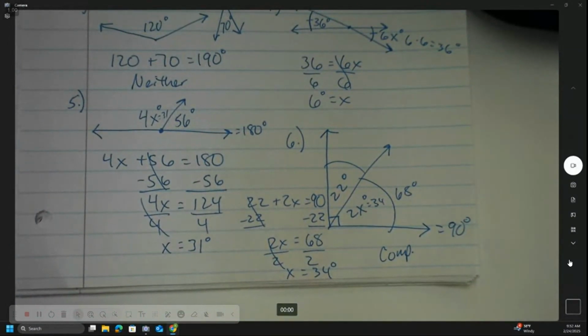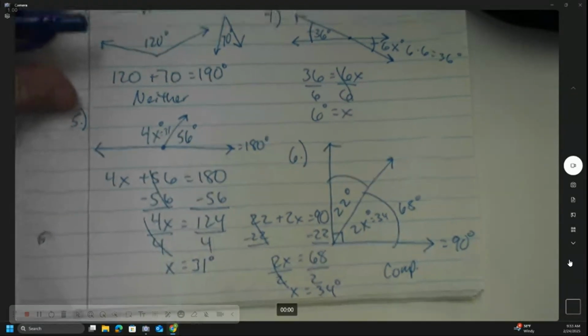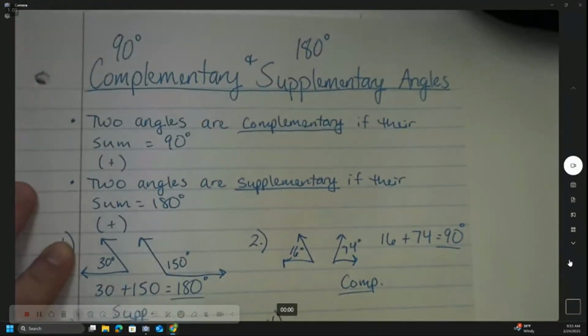So you got to be able to use all of these vocab words and terms and apply them to finding missing measures. In order to solve for missing measures, you need to know what equals 180. You need to know what equals 90. Comp 90, sup 180. And those are complementary and supplementary angles.